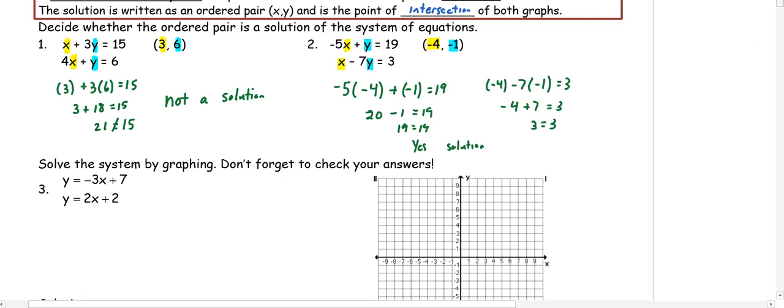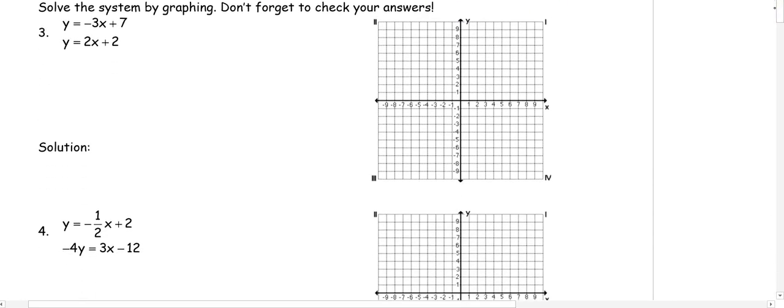In number 3, we have two equations, y equals -3x plus 7 and y equals 2x plus 2. I'm going to graph each equation separately first. The first equation is y equals -3x plus 7. My slope is -3, which I can write as -3 over 1, and my y-intercept is 0, 7, because it's a number by itself.